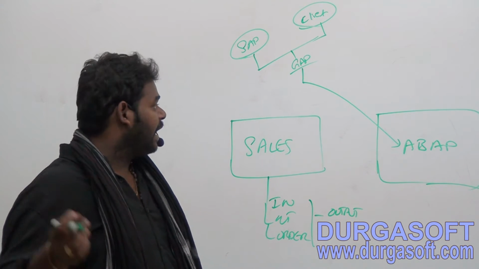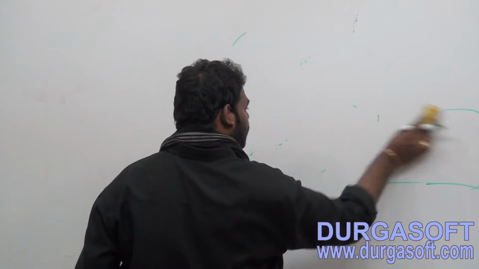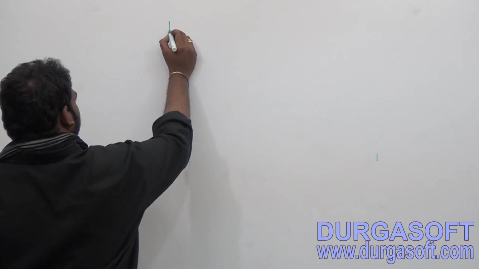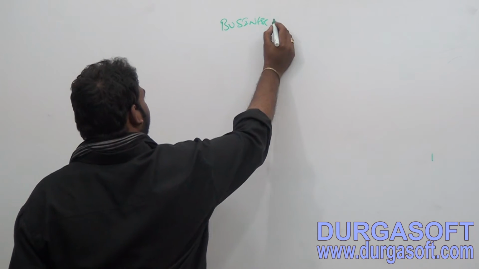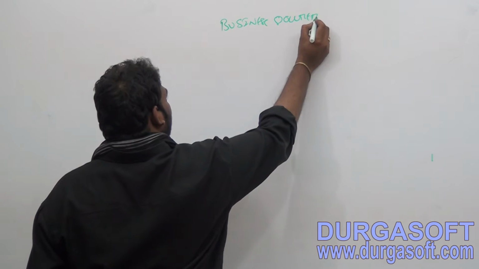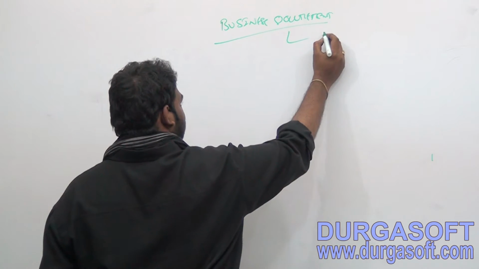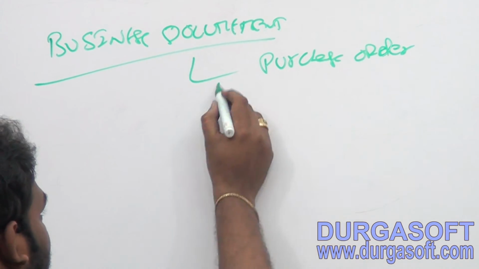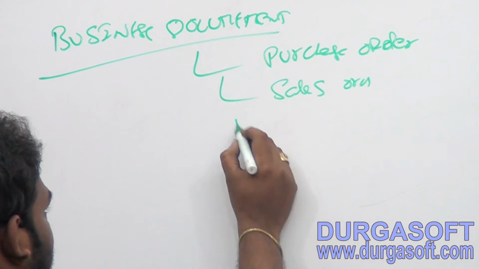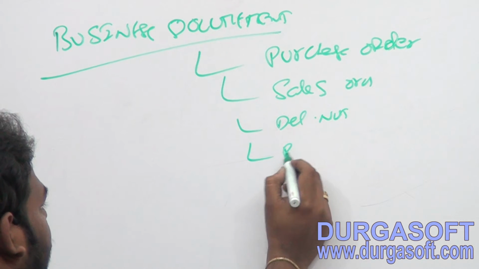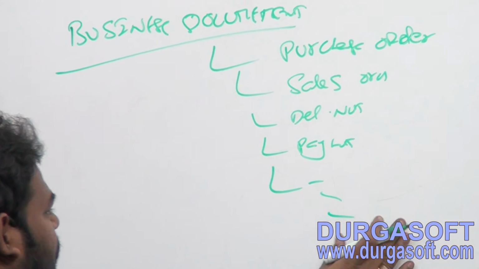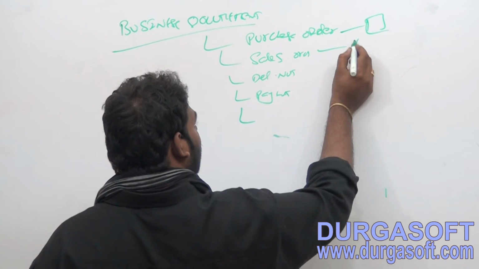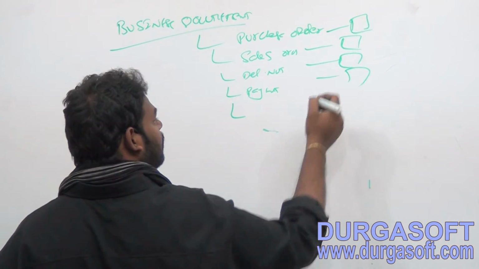In these forms, we are preparing business documents, and each and every business document has an output. For example, a purchase order, a sales order, a delivery note, a payment notice, and there are a lot of other business documents. For each business document there should be an output, but that output is not defined by the SAP system.